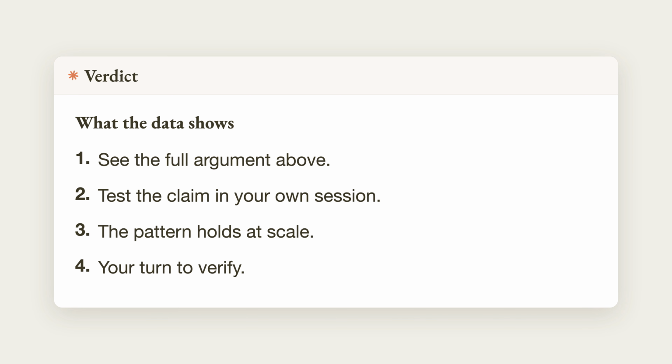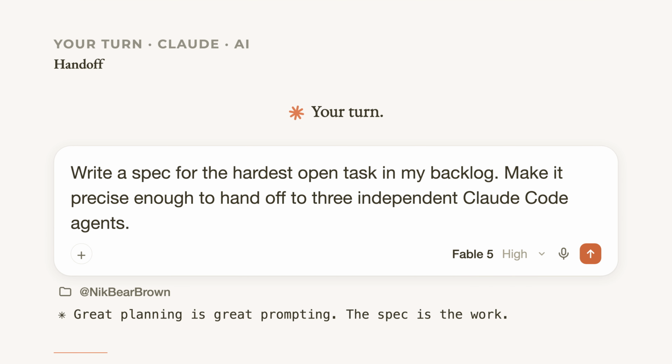Here is what the evidence shows. Your turn: find the hardest open task in your backlog, the one where you are not sure which implementation path is right. Write a spec for it. Then run 3 agents in parallel worktrees and compare the results. You are not writing code. You are running the experiment and picking the winner.